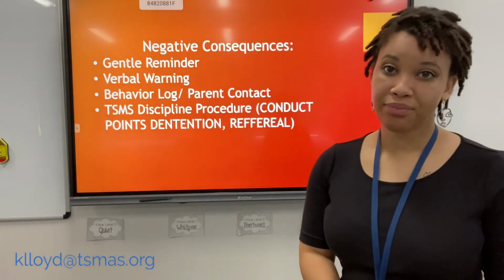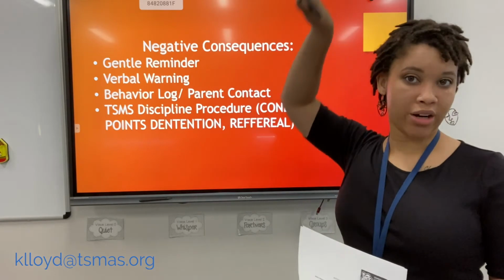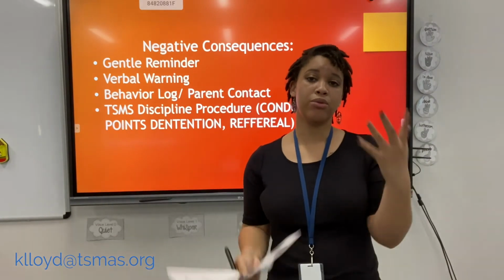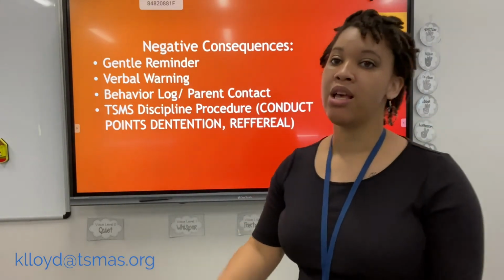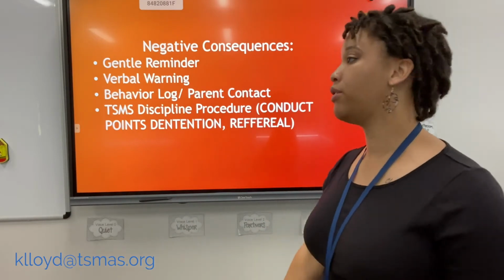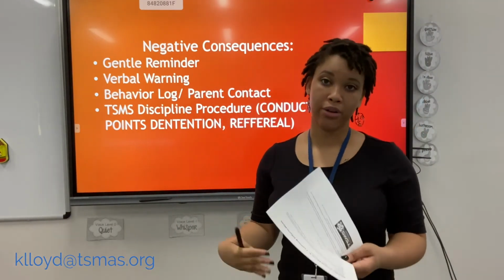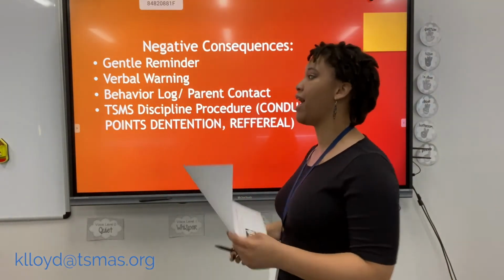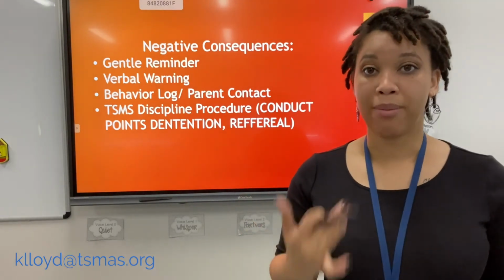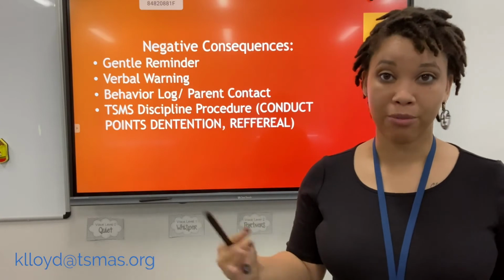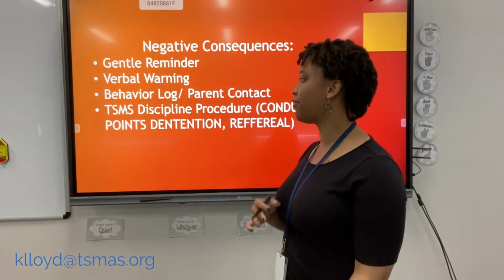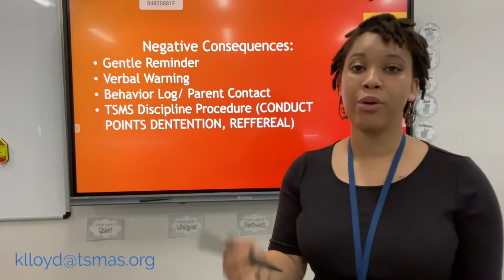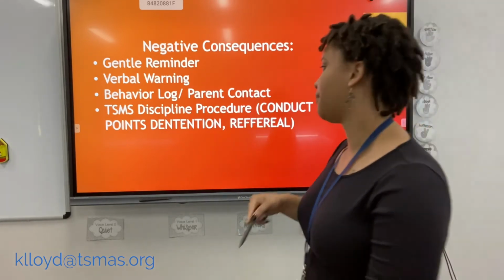Consequences are important to know. I do have a chart of how the progression of consequences will happen if you decide not to follow any of the directions, or you have a bad day, something happens where one of the expectations are not followed. There is a way that I will follow up on the consequences, and the first one is a gentle reminder. The second one is a verbal warning. Then after that, you will have a behavior log where you will talk about what happened, and I will let your parents know of what happened in class. And then after that, if it progresses, then we'll have to follow the TSMS discipline procedure, which is in the handbook if you want to read up on that.